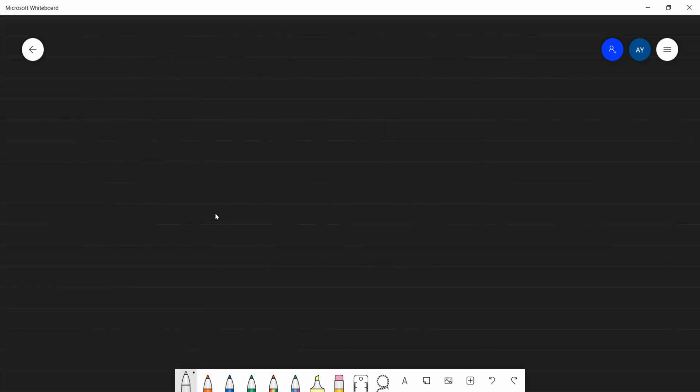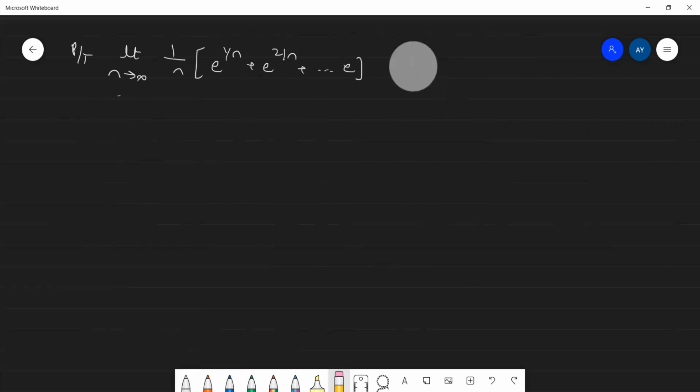They just gave: prove that limit n tends to infinity 1 by n into (e power 1 by n plus e power 2 by n and so on up to e) is equal to e minus 1. So we'll quickly write down what they gave. They gave limit n tends to infinity and this one. I'm just writing the solution now. So this is equal to the formula. Limit n tends to infinity, this can be written as 1 by n out, summation r equals 1 to n e power r by n.